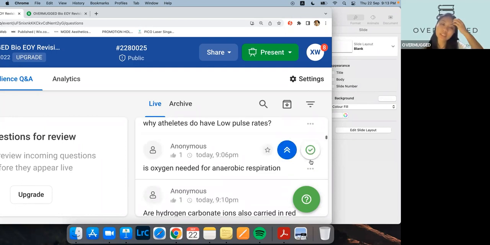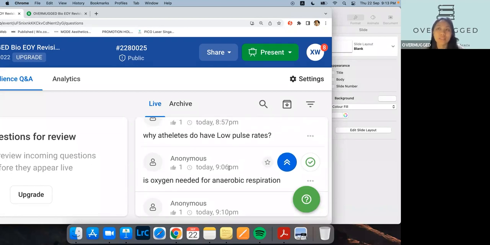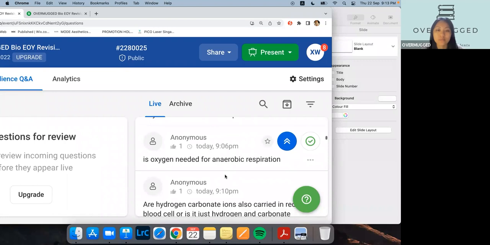Is oxygen needed for anaerobic respiration? No. Look at the equation. It's glucose to lactic acid. That's why anaerobic respiration will lead to oxygen debt. So it does not need oxygen.